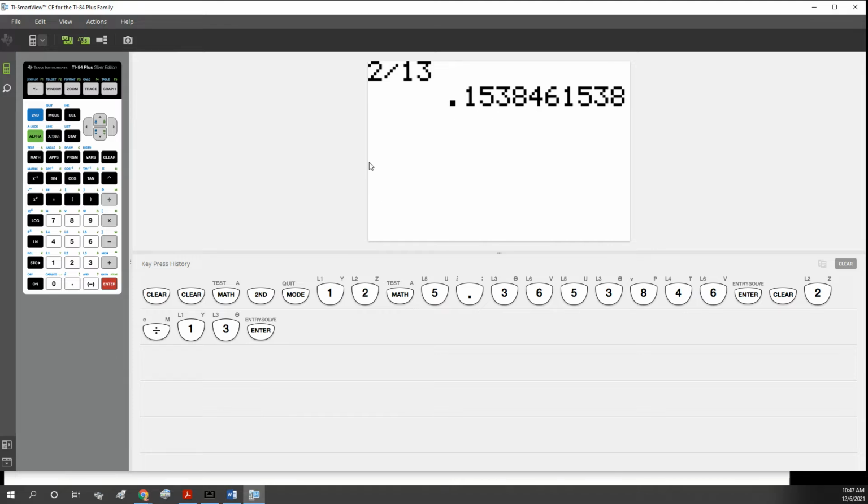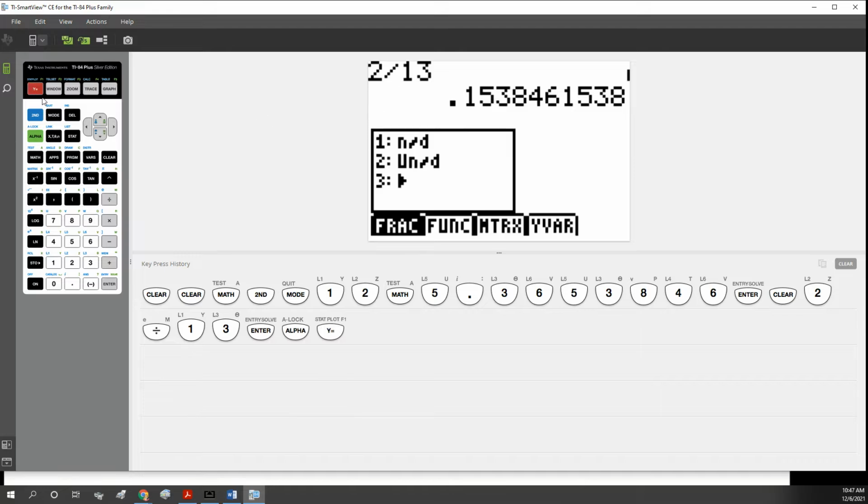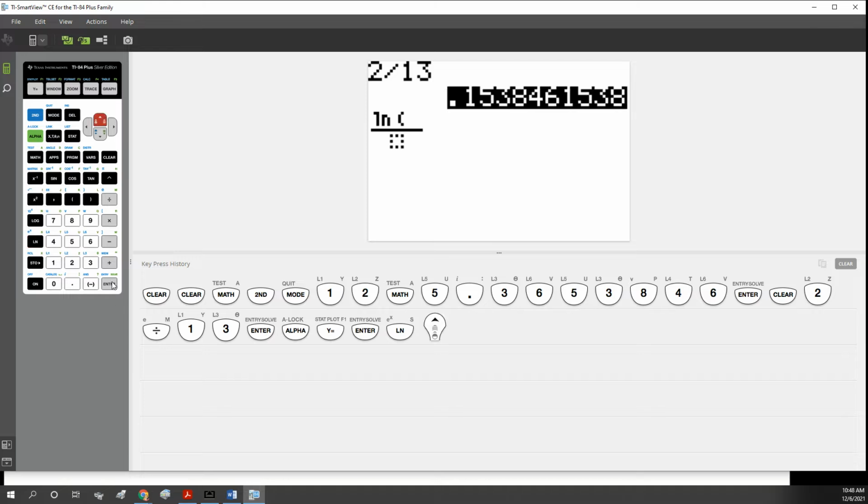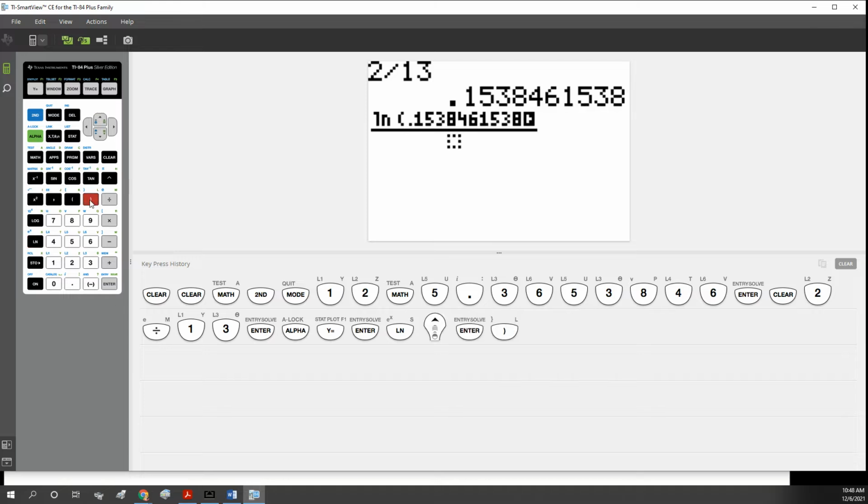So do you guys remember how to get that fraction button? Alpha y equals, right. Alpha y equals number 1. All right, so I want the natural log of that thing right there. So I can go up and choose it if I want to. Or I can do the answer. So answer is second and negative, and it's just as fast. It doesn't matter to me how you do it.